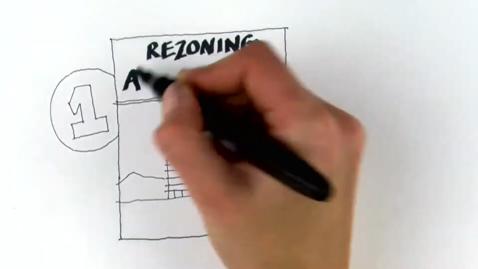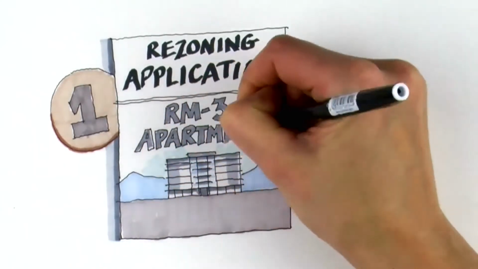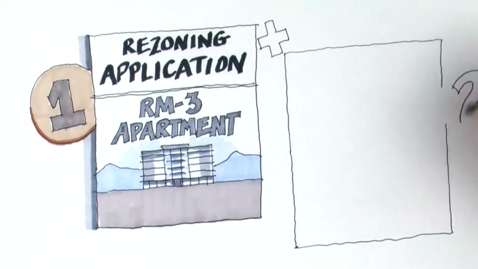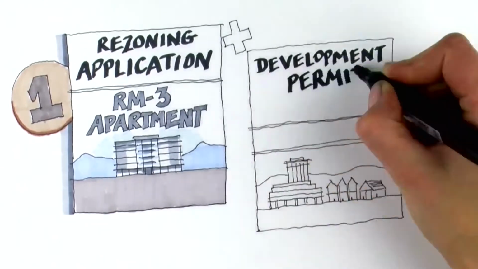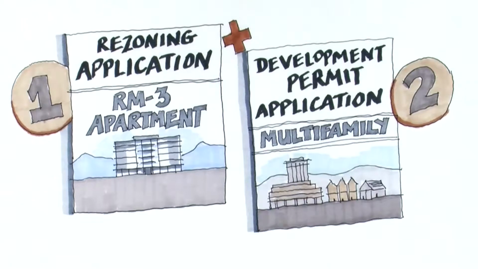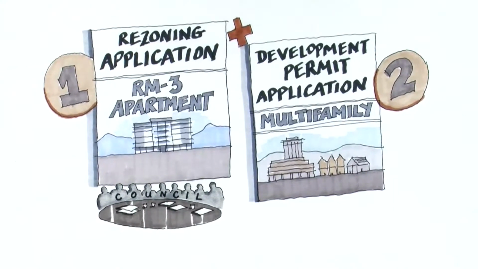Then, Ms. Fraser applies for rezoning, as her lots are currently zoned for single-family homes. In this case, the zone she applies for must correspond with the apartment zones outlined in the OCP's medium-density apartment land use designation. At the same time, Ms. Fraser would also apply for a development permit. This is to demonstrate that her building meets the city's form and character guidelines, which help create attractive and walkable neighborhoods.